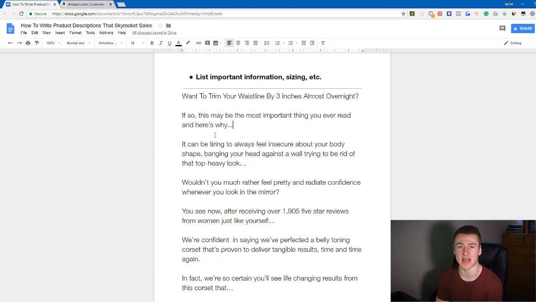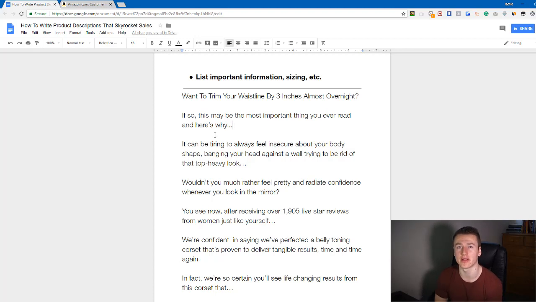Right there, we describe exactly how they feel in a negative way and exactly how they're feeling now. You know, they feel insecure about their body shape. Of course they do. That's why they want a corset. They probably have been banging their head against a brick wall trying to find all these different things, different diets, different pills, different solutions to solve it, and nothing's worked. Okay, next one we go into the after state.